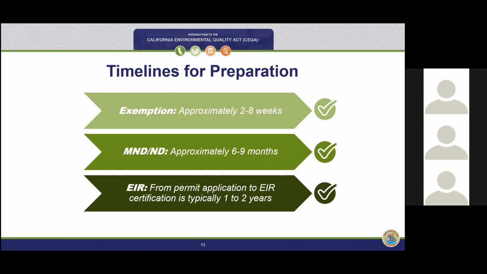Here are the general timelines for preparation. You can see that the exemption is by far the shortest process. That's 2 to 8 weeks, and it can even be less than that. Sometimes it just depends on how long it takes to get the information regarding the project description together, and some review time. The mitigated negative declaration, or the negative declaration, and the difference between the MND and the ND is whether or not any mitigation is incorporated into the project. But that process can take anywhere from 6 to 9 months.